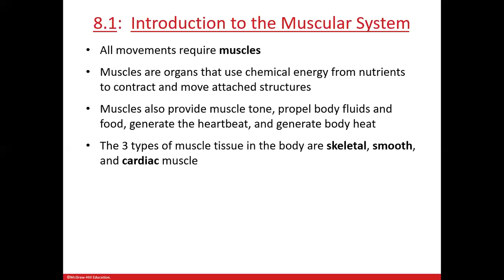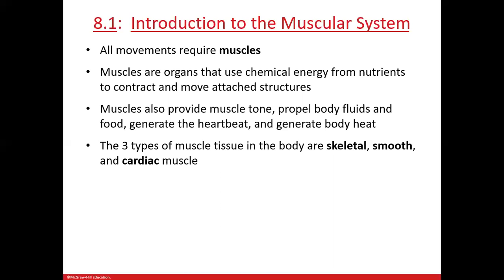Muscles use a lot of energy. It takes a lot of energy for us to move around. So we get that energy from our food. So nutrients that we eat go through our digestive system, get broken down, transported to your muscles. And then your muscles turn that into chemical energy in the form of ATP. And the ATP is used to contract the muscle, move your bones, which in turn moves the whole body.